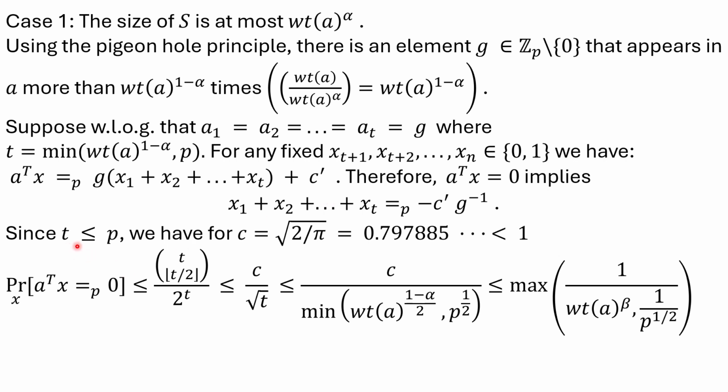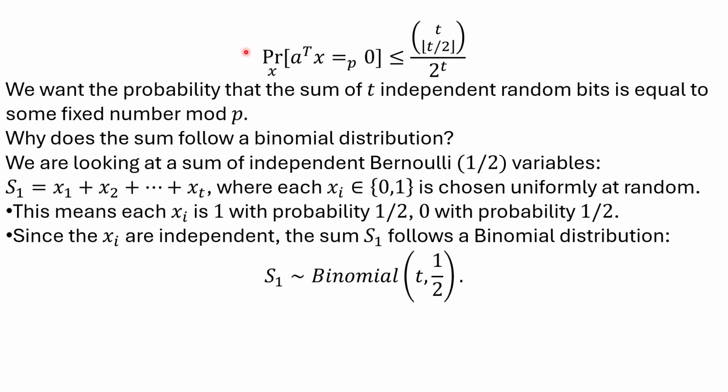Since t is less than p, because we defined it like that, we have, for any c, the probability that A transpose x equals 0 is less than the number we see right here. We're going to prove it one by one in the next slide. First step, the probability that A transpose x equals 0 is less than or equal to this number defined here. We want the probability that the sum of t independent random bits is equal to some fixed number modulo p, c multiplied by g to minus 1, as we saw in the previous slide.